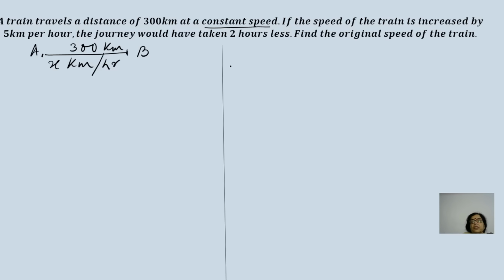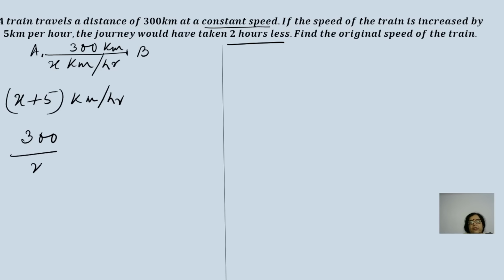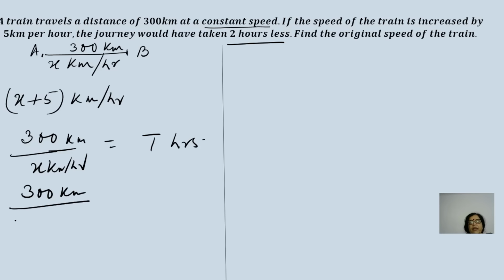Then the question says if the speed of the train is increased by 5 km per hour, then the time taken for the journey will be 2 hours less. So let us frame the equation. If we have 300 kilometers, it's traveling at x kilometer per hour, then the time taken is t hours. And if it is traveling 300 kilometers at x plus 5 kilometers per hour, then the time is t minus 2 hours.